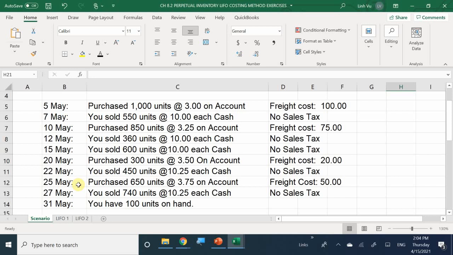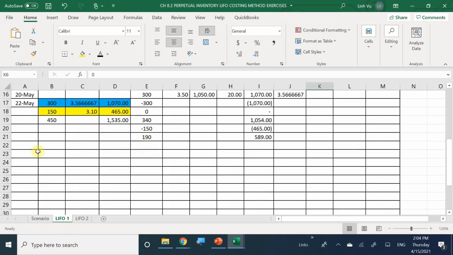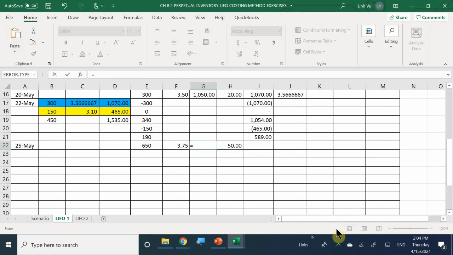Okay, so where are we now? So now we are on the 25th of May. What happened here? You bought 650 units at 3.75 each with a freight of $50. So 650, 3.75, and 50. It is now May 25th. We purchased 650 at 3.75 with the freight of 50. So with that being said, what is going to be my total purchase price?